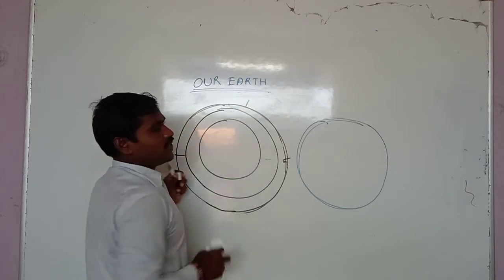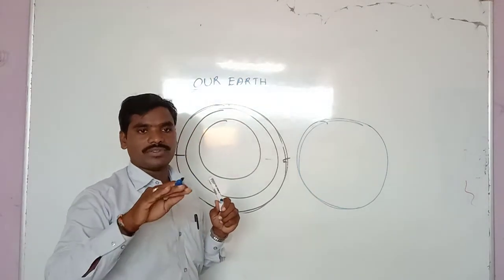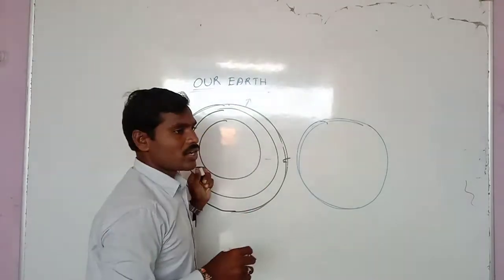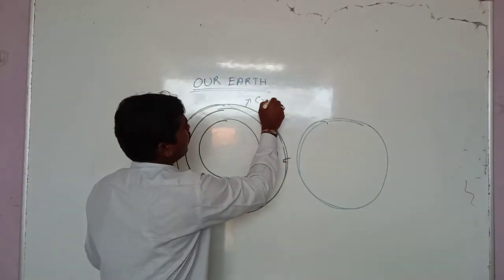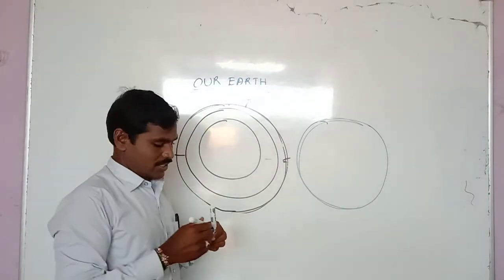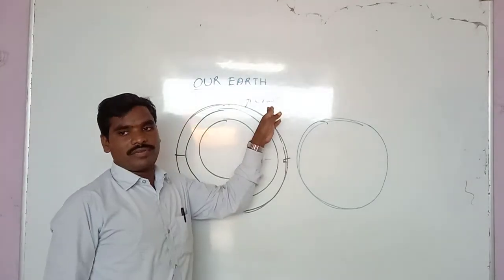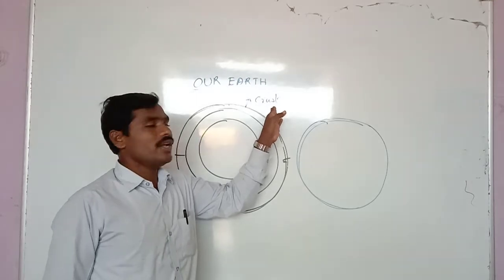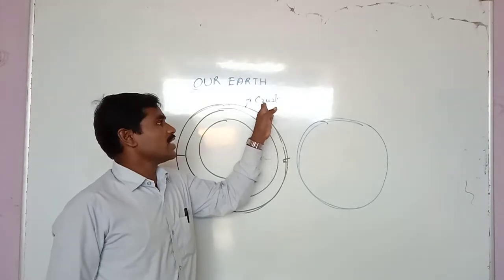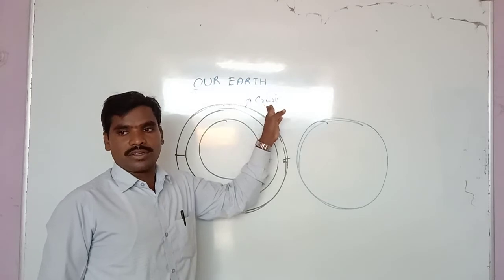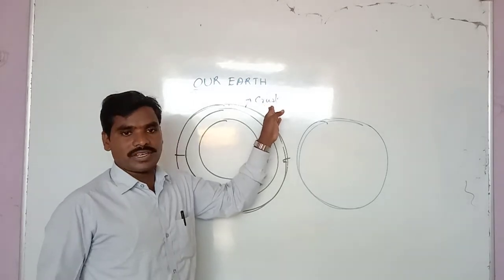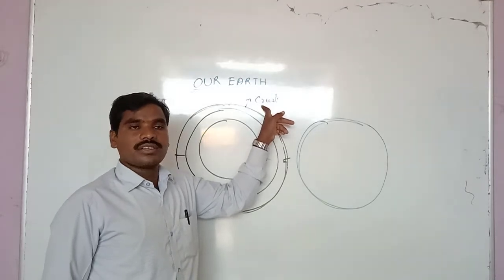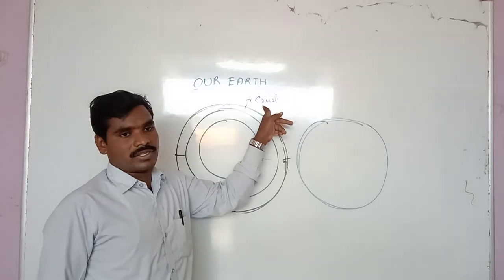The first layer, which we are living on, the surface of the earth, is called the crust. You can see this crust because we are building our homes, trees, oceans, and everything on the crust. So crust is the main thing for living things, humans and trees. In this crust, groundwater, minerals, everything is there.